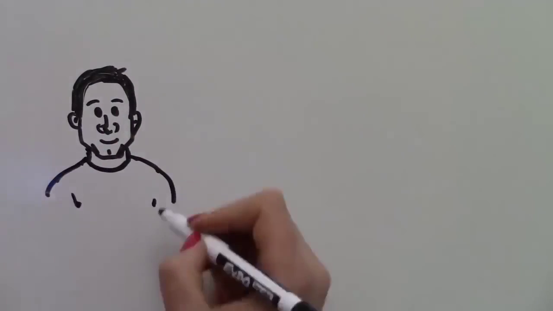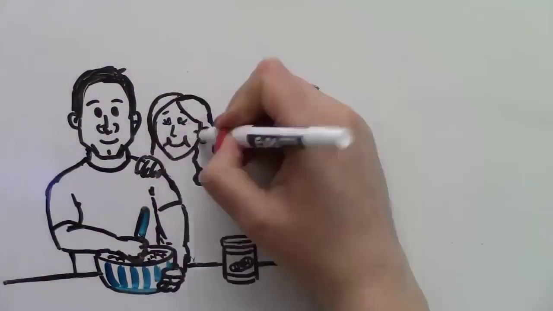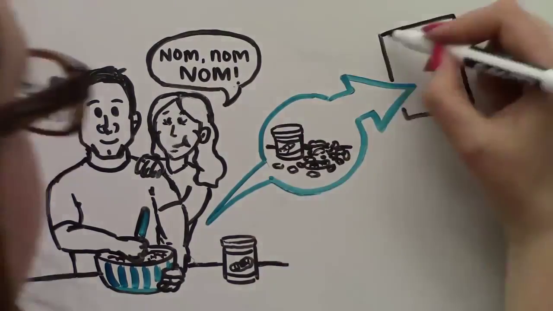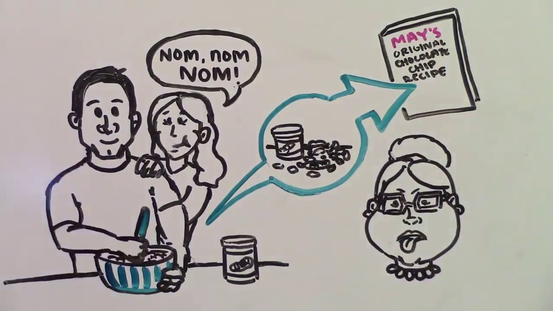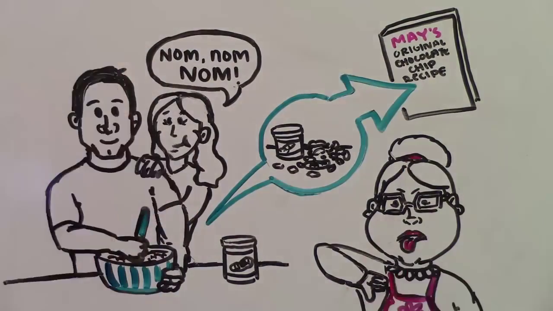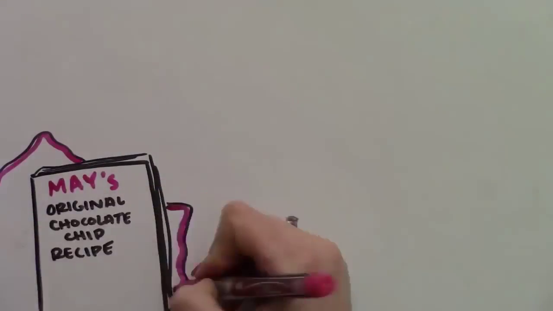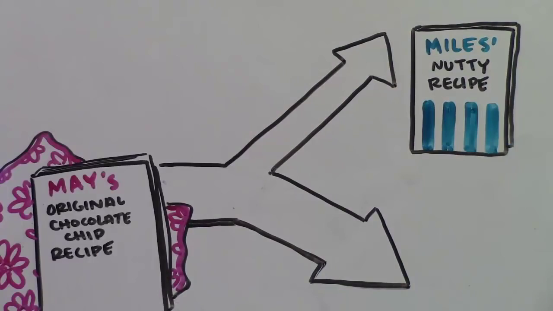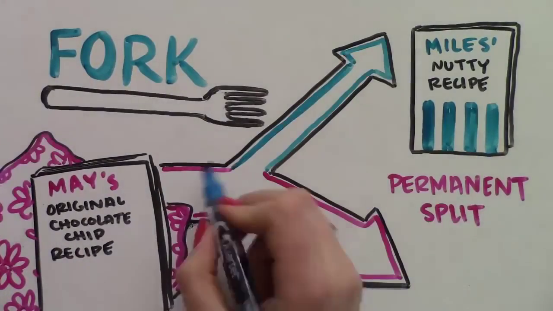Uncle Miles went out on a limb and added peanut butter and nuts to his batch of cookies. His wife and friends all love peanut butter, so they thought his additions greatly improved the original recipe. But when Uncle Miles tried to upstream his nutty changes, Grandma May, who detests peanut butter, refused to add peanut butter and nuts to her recipe. Uncle Miles resolved to move on with his version of the recipe with no plans of merging the two again at any point. In open source software development, a permanent split like this is called a fork.